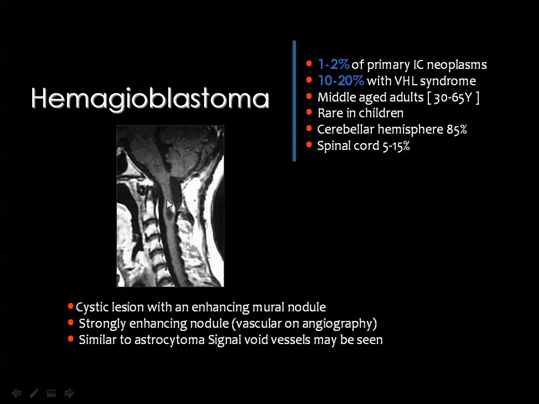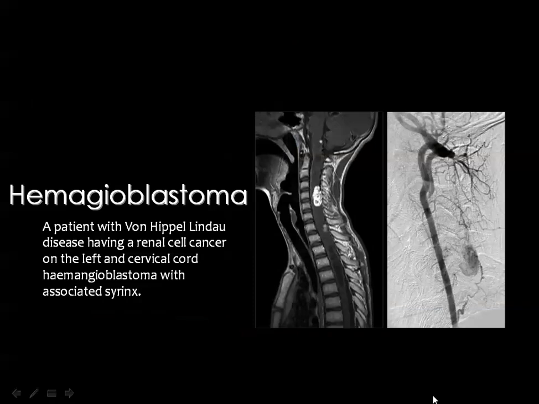There is a cyst with an enhancing mural nodule, and the nodule is a vascular lesion that will show tumor blush on angiography. And this is a case of multiple hemangioblastomas in a patient with von Hippel-Lindau syndrome, and you see about 3 lesions, and this angiogram shows a tumor blush of this big lesion, diagnostic of hemangioblastoma.